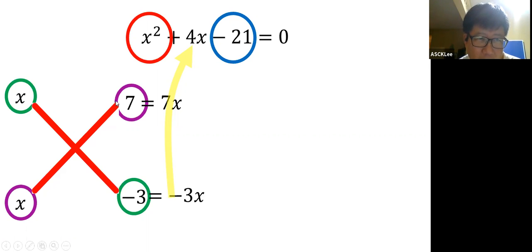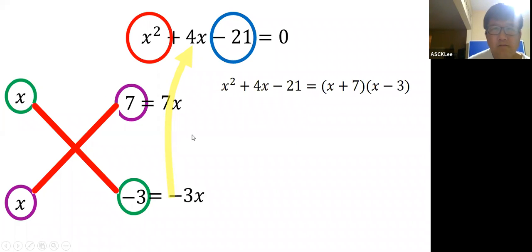These are your factors. You get your factors from this diagram here, right? x plus 7, x minus 3. So that's what you write it as. Remember your question is this. The question says solve. We don't want the factors, we want to solve it.